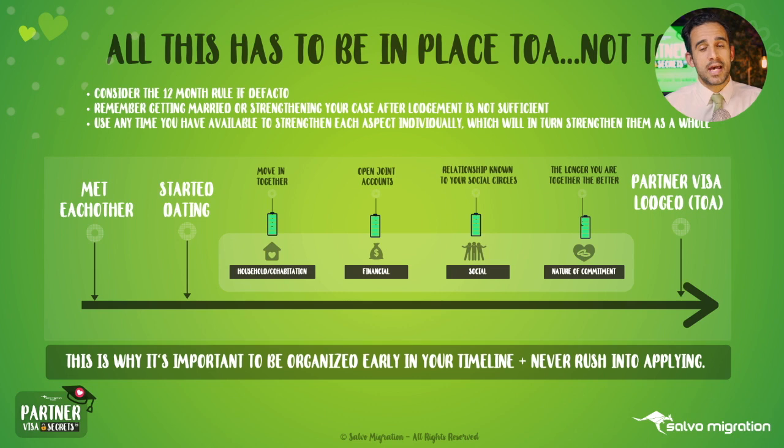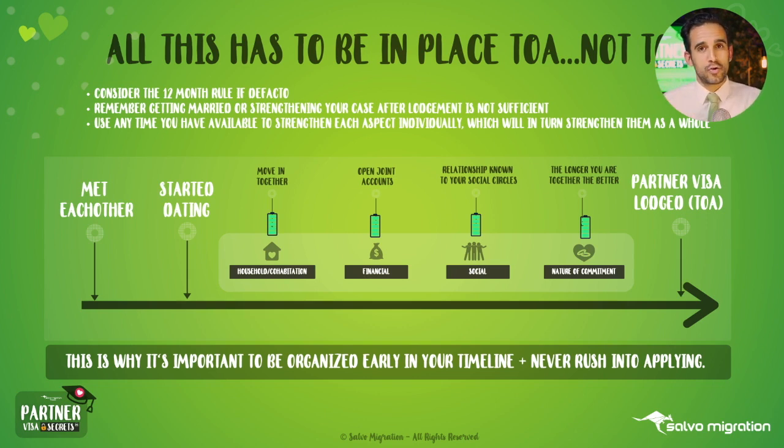The only exception to that is the prospective marriage visa, which is where you can actually use the processing of the application to keep proving you intend to marry. So PMV couples, you have a little bit more leniency, more options, more time to strengthen your case.